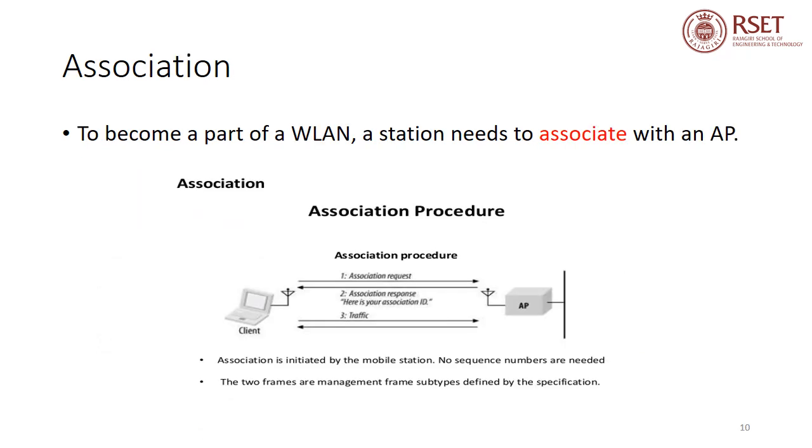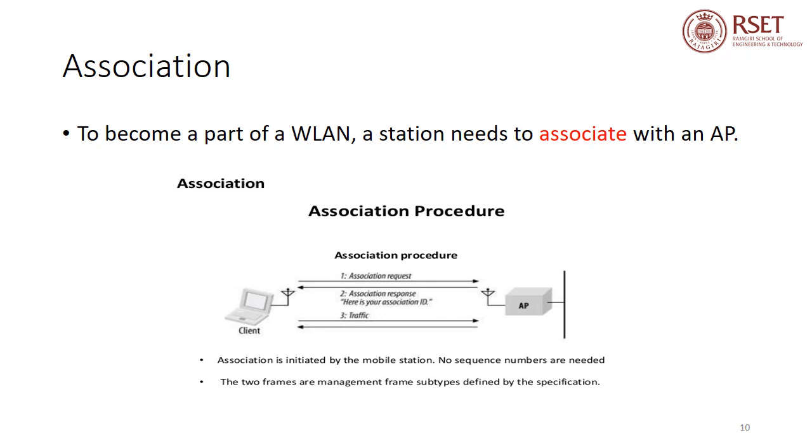So after the scanning step, the next step is the association step. To become a part of the wireless LAN, the station will need to associate itself with the access point. The procedure followed is: the client, after performing an active or passive scan, will send an association request to the access point.